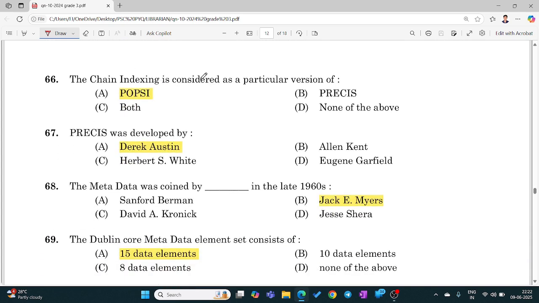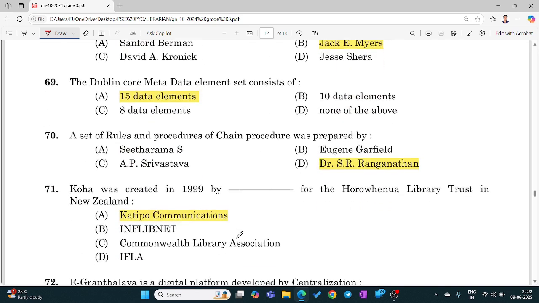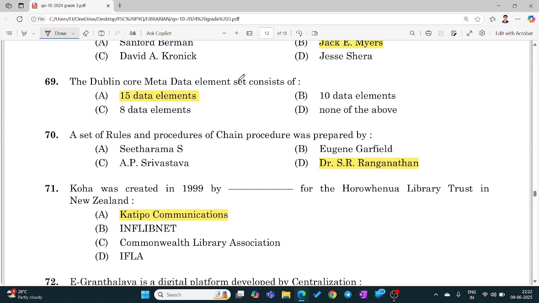The chain indexing is considered as a particular version of POPSI. PRECIS was developed by Derek Austin. The term metadata was coined by Jack Myers in the late 1960s. The Dublin Core metadata element set consists of 15 data elements.